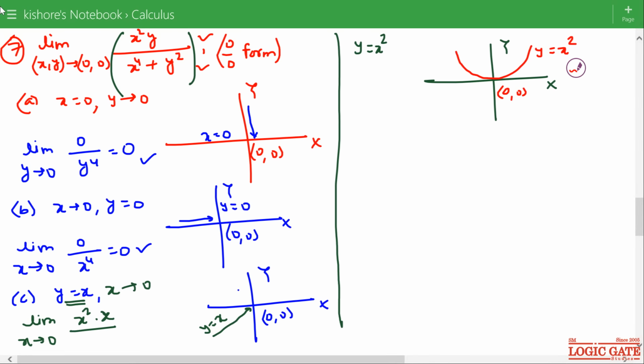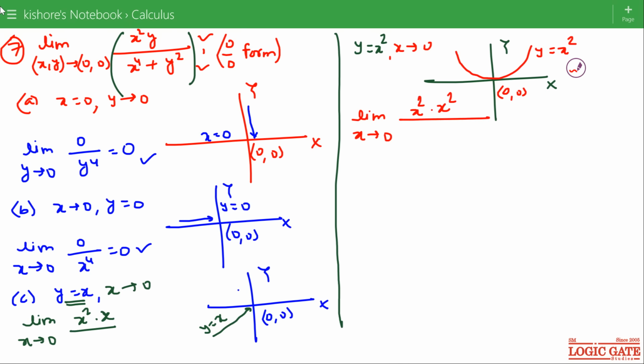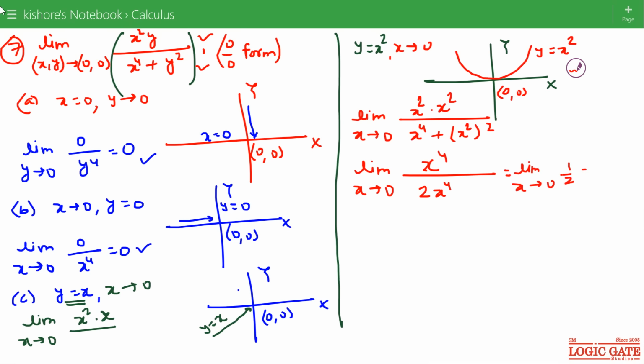Y is replaced by x square, so x is tending towards 0. With y replaced by x square, we get x to the power 4 in the numerator. In the denominator we have 2x to the power 4. So limit x tending towards 0 of this is 1 by 2. So this is 1 by 2.